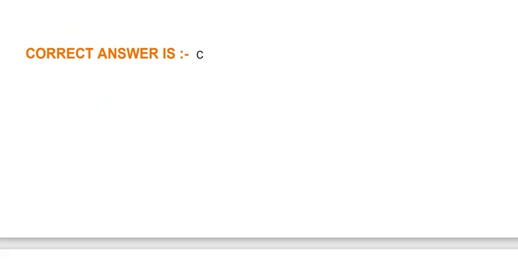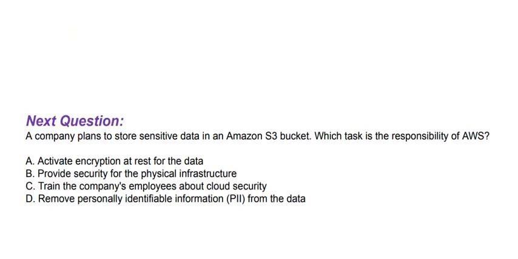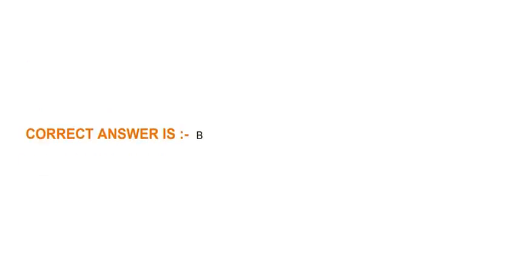Moving to next question. A company plans to store sensitive data in an Amazon S3 bucket. Which task is the responsibility of AWS? Option A. Activate encryption at rest for the data. Option B. Provide security for the physical infrastructure. Option C. Train the company's employees about cloud security. And option D. Remove personally identifiable information from the data. The correct answer is option B.